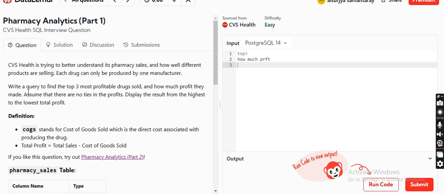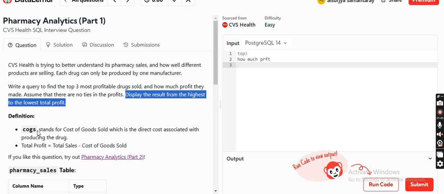Before moving to the definition, let's look at the assumptions they have written. Assume that there are no ties in the profit. So each manufacturer has a unique profit. We can keep this in mind. Now display the result from highest to lowest total profit. So the profit will be in descending order, which means we need to use an ORDER BY clause over here.